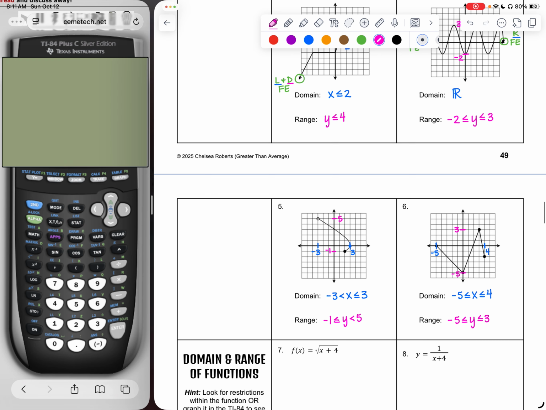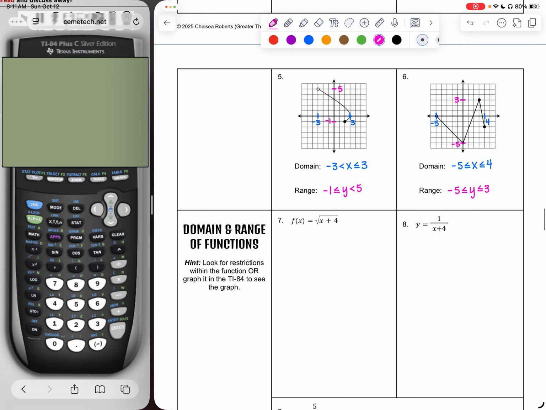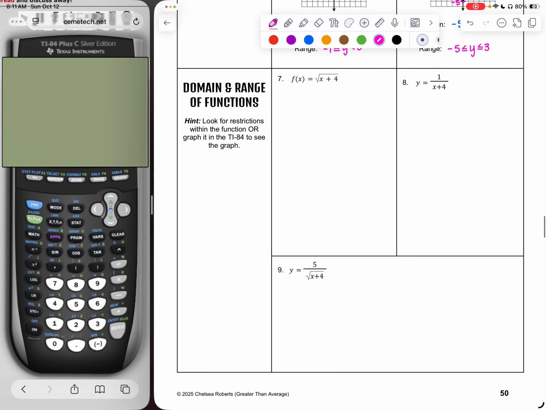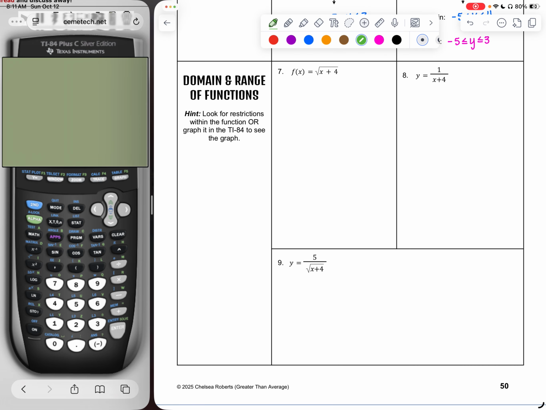So now let's look and see what we do when we actually have equations. When we have equations, what you want to do is look for restrictions within the function or graph it in the TI-84 and then look at the graph. And you can also look at the table as well. So let's pay attention here.